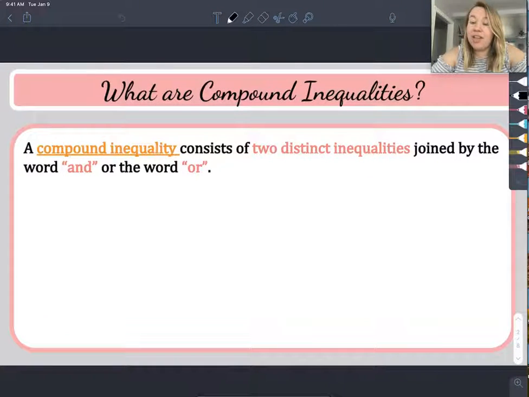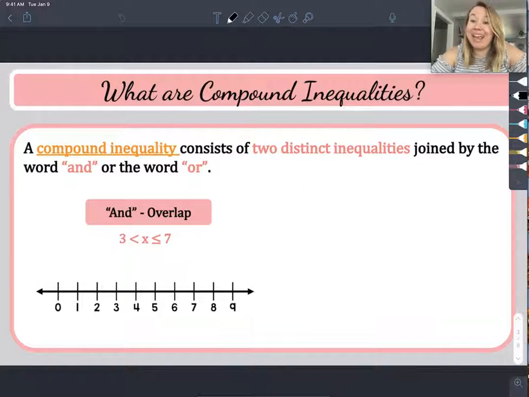The first thing we're going to look at is what is a compound inequality? Well, in this case, a compound inequality consists of two distinct inequalities joined by the word and or the word or. The first one we're going to look at is what an and is. Most of the time, you'll see it written without the word and, but if we notice, we do have two inequality symbols. When we're dealing with an and inequality, we want to look at the overlap of the graphs. So what does that mean?